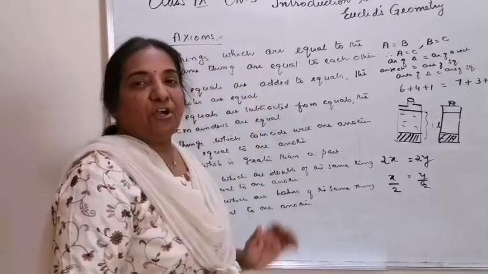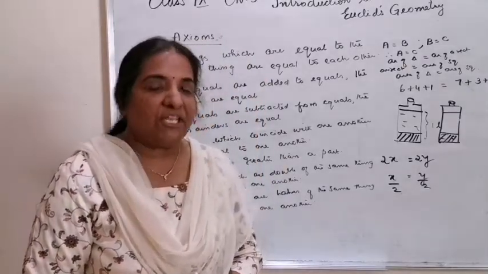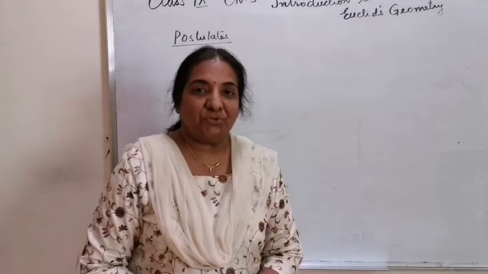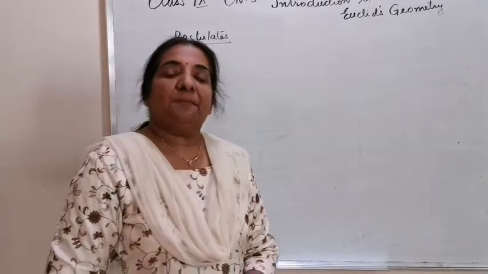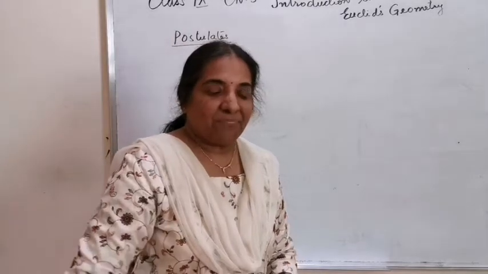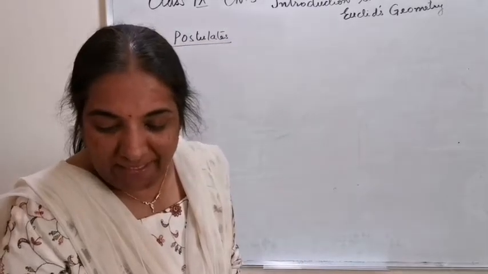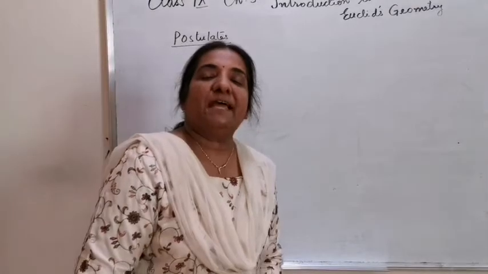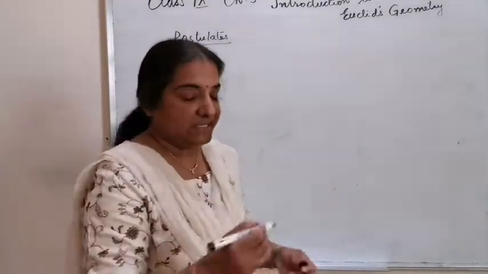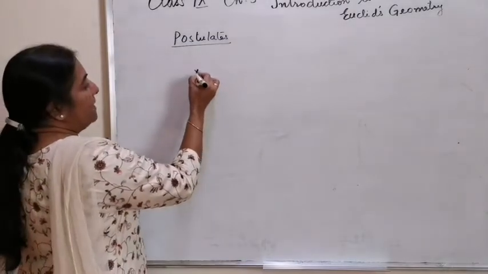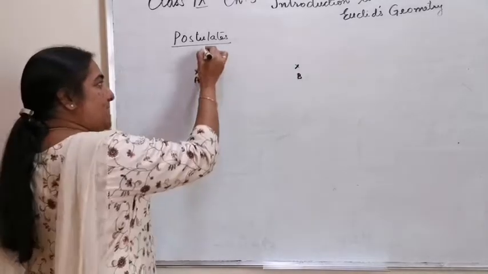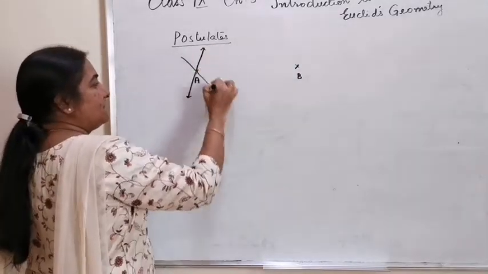Please study 3 or 4 axioms as they may be asked in the exams. There are 5 postulates. As you know, these are universal truths meant only for geometry. The first postulate is that there can be only one line drawn from one point to another point. That is, you are given 2 points A and B. Through A, an infinite number of lines can be drawn.